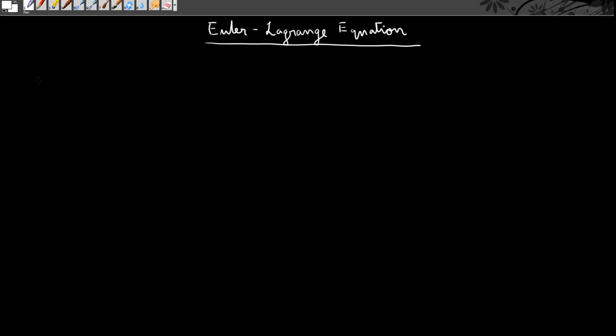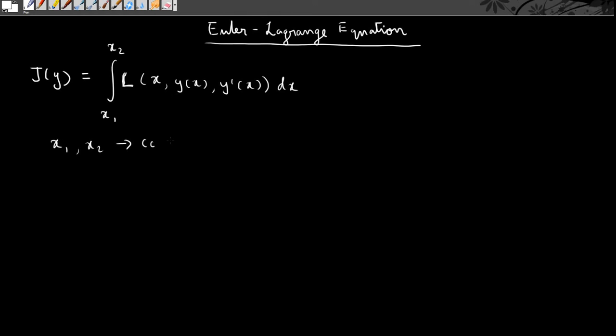Let us consider a function J of y which is defined as follows. It is a definite integral from x1 to x2 of some function L, which is a function of x, y of x, y dash of x, and this integration is over the variable x. Now here x1 and x2 are constants.